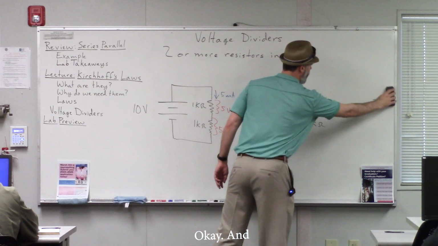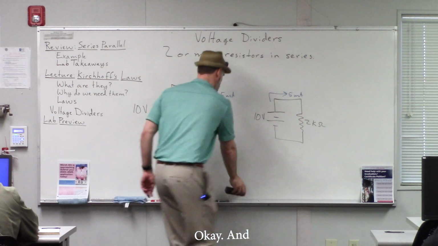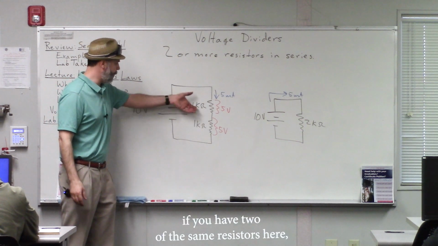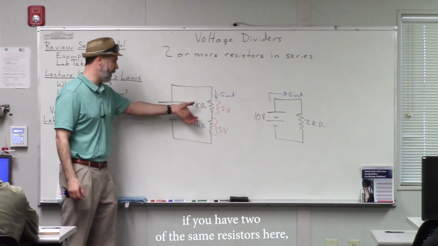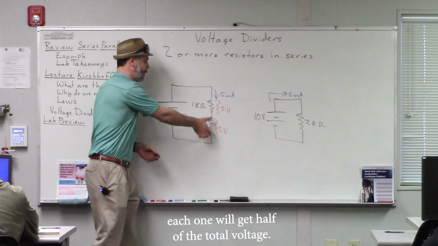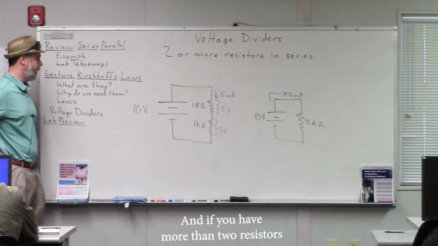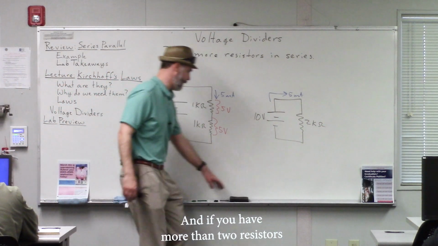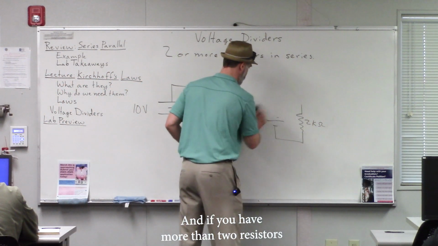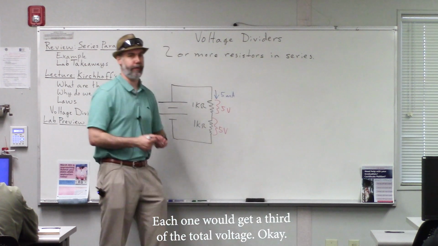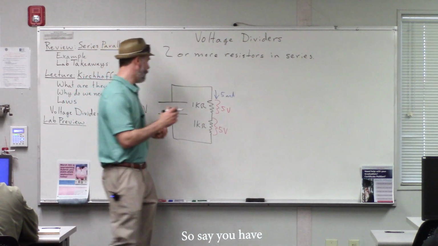Okay? And hopefully it seems clear that if you have 2 of the same resistors here, each one will get half of the total voltage. Okay? And if you have more than 2 resistors, and they're all the same, say you had 3 resistors, they're all the same, each one would get 1/3 of the total voltage.